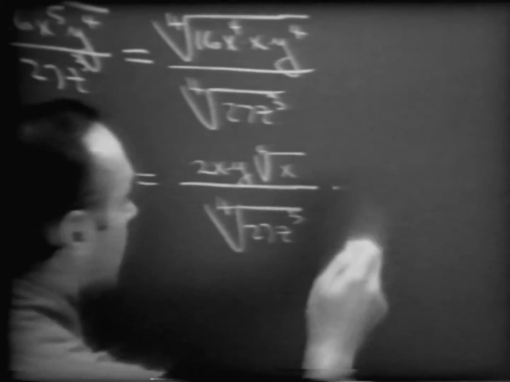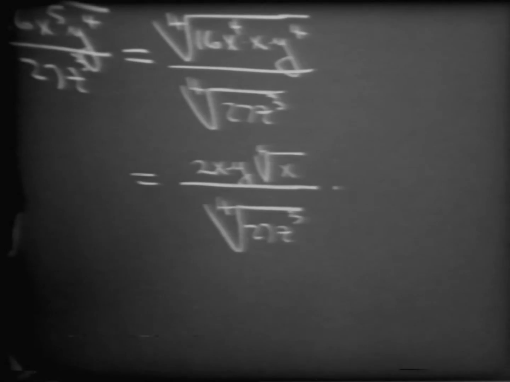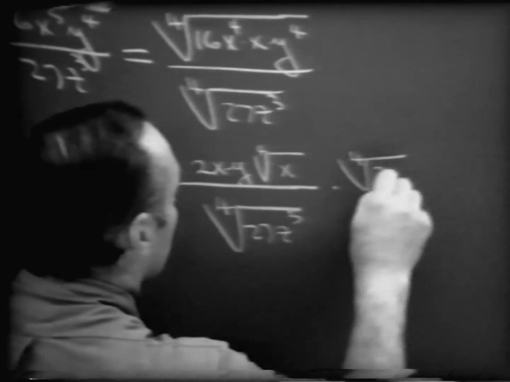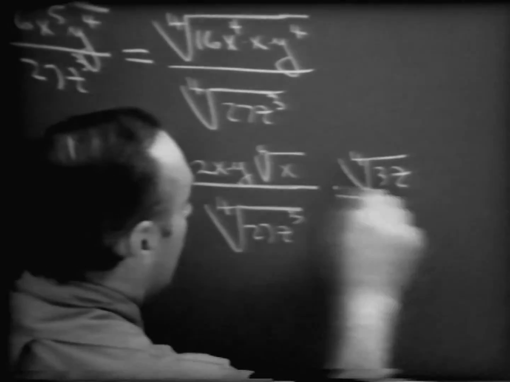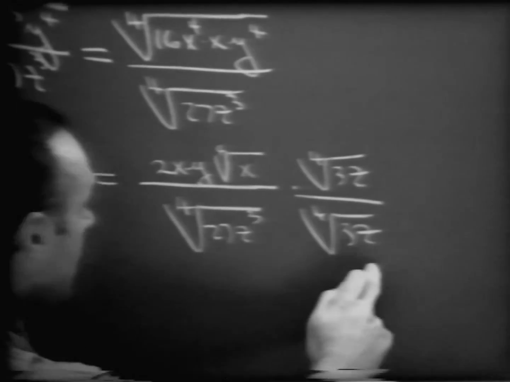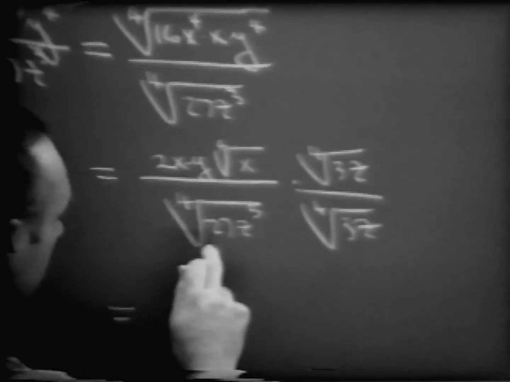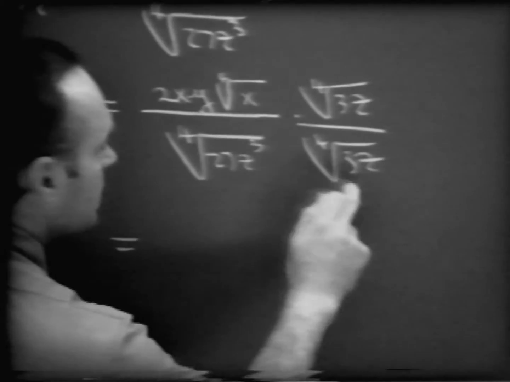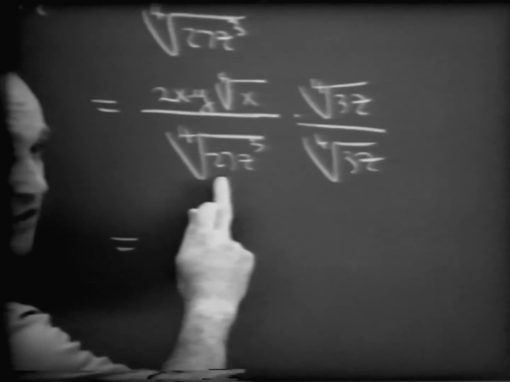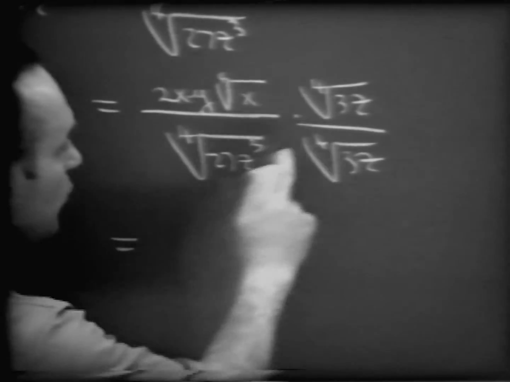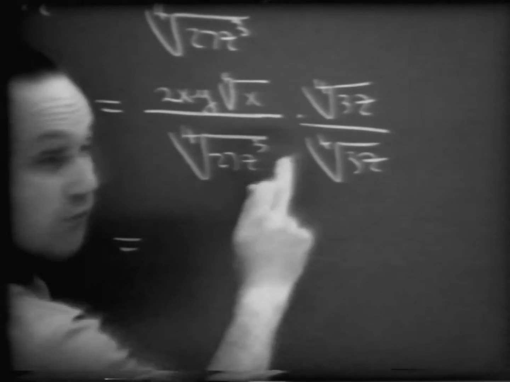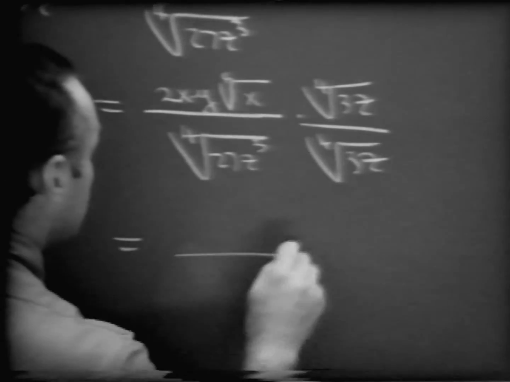Times, let's see now, another name for the number 1 is what? Oh, the fourth root of 3z over the fourth root of 3z. Is that right? Divided by the fourth root of 3z is another name for 1. Because the fourth root of 27z cubed times the fourth root of 3z is, now think of the number 27 as 3 cubed, okay? 3 cubed times 3 is what? 3 to the fourth. And the fourth root of 3 to the fourth is 3. And that's exactly what you want.